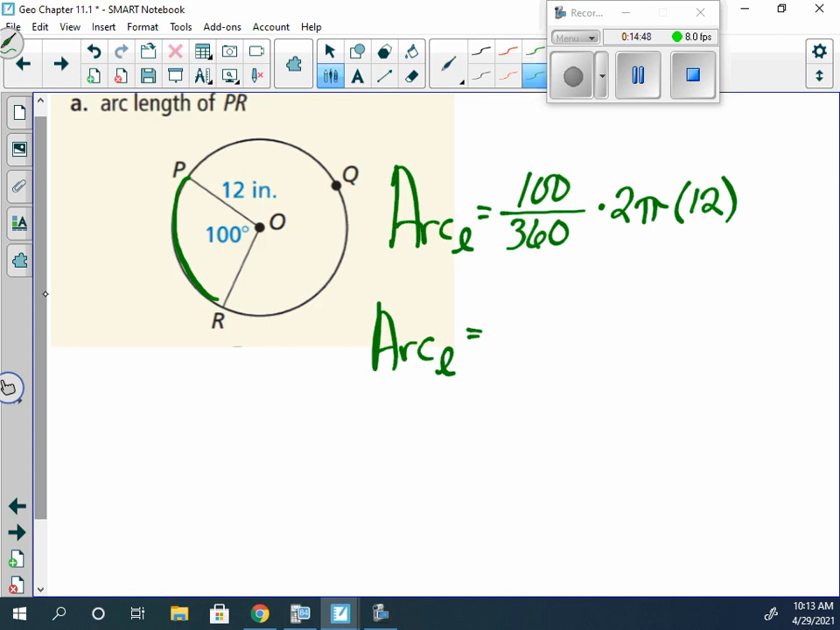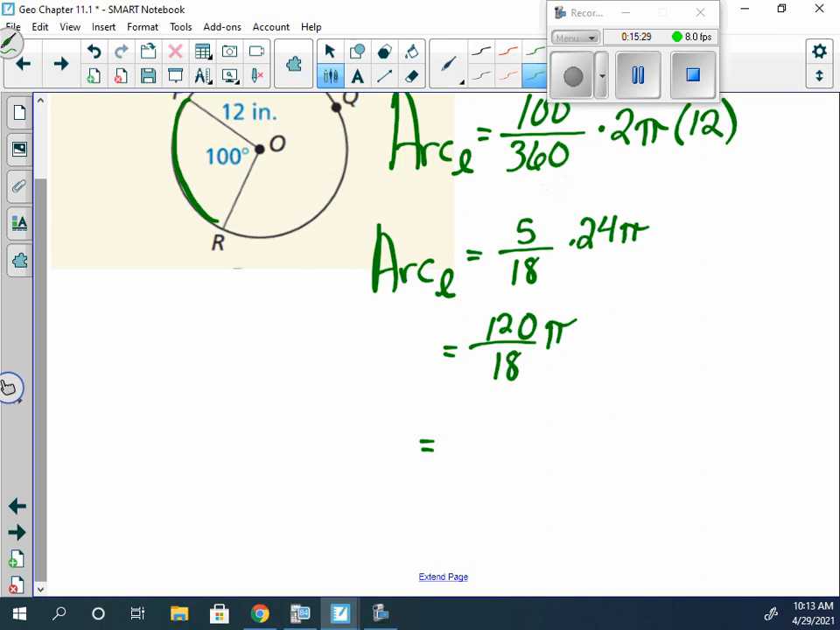Now, again, at this point here, because all the numbers are on the same side, we have 100 divided by 360 times 2 pi times 12. Well, I could type that entire thing into the calculator, and it would give me my answer. Or if we were doing this by hand, well, 100 over 360 would become 5/18. 2 times 12 is 24 pi. We can do 5 times 24, which is 120 over 18 pi. And this here would give us, I believe, 20 pi over 3. And that'd be our answer.